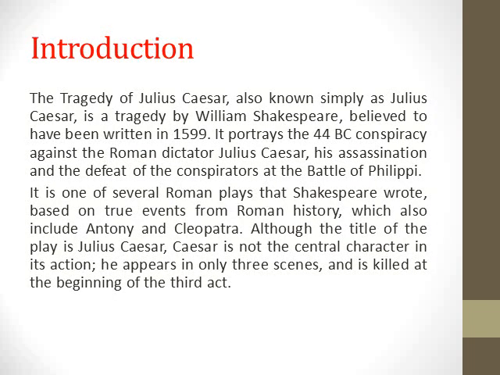The Tragedy of Julius Caesar, also known simply as Julius Caesar, is a tragedy by William Shakespeare, believed to have been written in 1599. It portrays the 44 BC conspiracy against the Roman dictator Julius Caesar, his assassination, and the defeat of the conspirators at the Battle of Philippi. It is one of several Roman plays that Shakespeare wrote, based on true events from Roman history, which also include Antony and Cleopatra. Although the title of the play is Julius Caesar, Caesar is not the central character in its action. He appears in only 3 scenes and is killed at the beginning of the 3rd act.